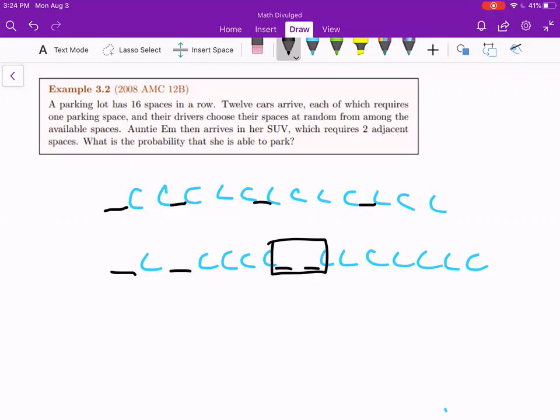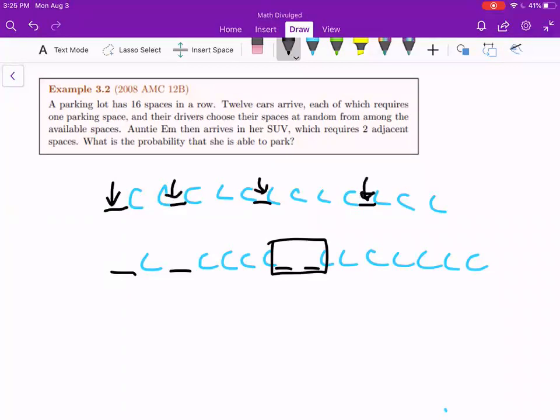Someone asked, use complementary counting. Yes, that's exactly what we're going to do. We're going to be counting the number of ways that she can't park her car. The reason for this is that the number of ways she can't park her car is relatively simple to count, because each of the 4 empty spots has to be separate from each other.